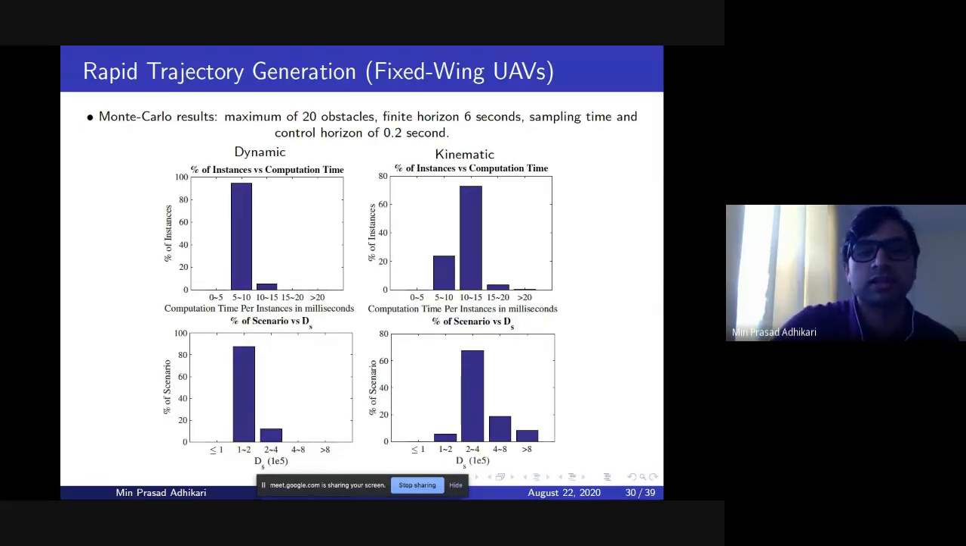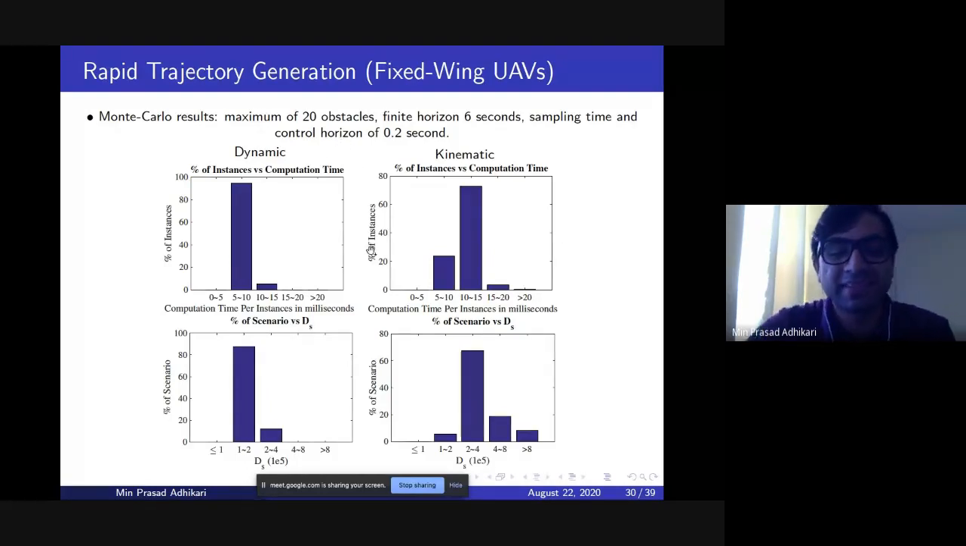We show that among the 100 test scenarios, when there are 20 obstacles and the finite horizon is 6 seconds, meaning we are generating a trajectory of 6 seconds into the future every time we progress ahead. And we have a control horizon of 0.2 seconds, meaning that the sampling time and control horizon are the same in this case. I'm not going to talk about this control horizon. So yeah.